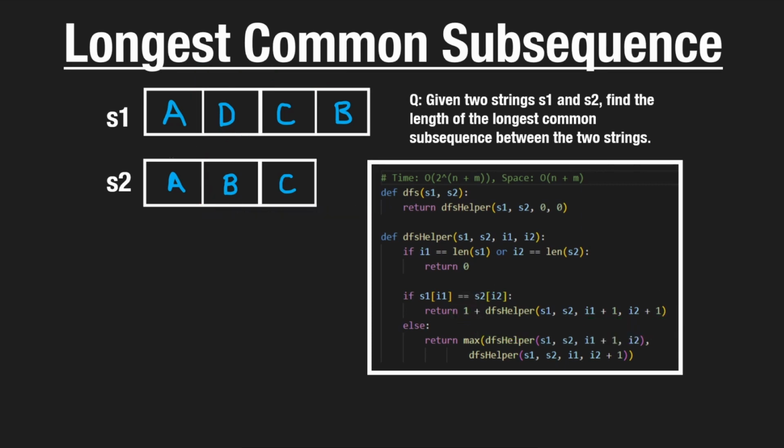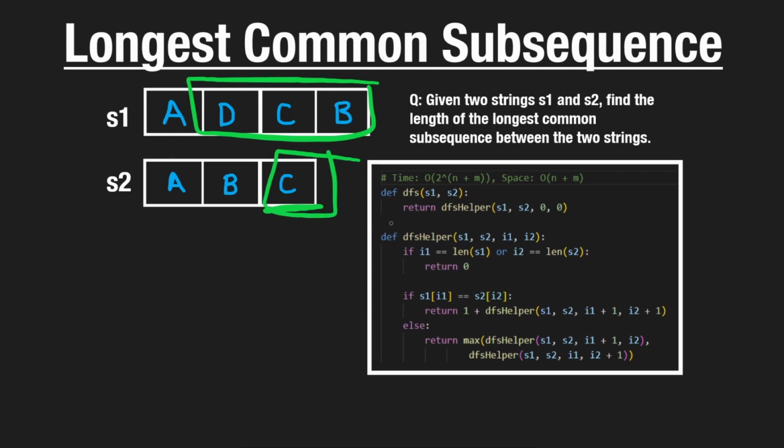But if the two characters are not equal, which would occur when we get to the second position, then we don't know what the solution is. We don't even know if it includes this character or if it includes this character, or it might not include either of these characters. So what we do is we try shifting one of the pointers. So we try shifting I by 1 and seeing maybe the LCS of these two will give us the result. Or we try shifting the other pointer over here and say that maybe these two will give us the result.